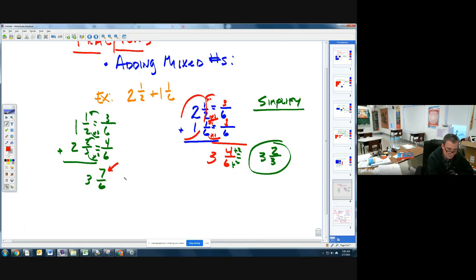I will show you the division problem. I know most of you can do this in your head, that's fine. But you divide 6 into 7. It goes 1 whole time, which is your whole number. Your remainder is the top of the fraction. 7/6 is 1 and 1/6. That's not your answer, because we still have to add the whole number parts together. 3 plus 1 is 4, and keep the fraction: 4 and 1/6.